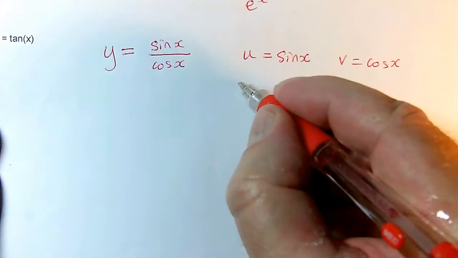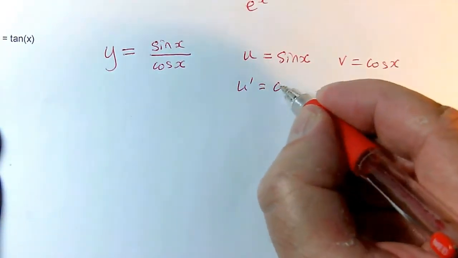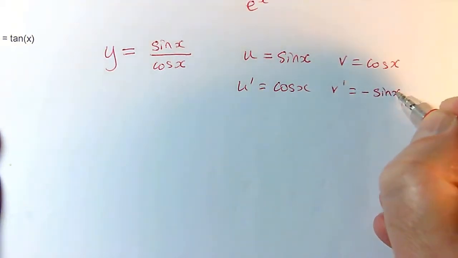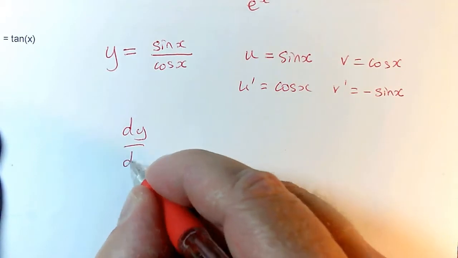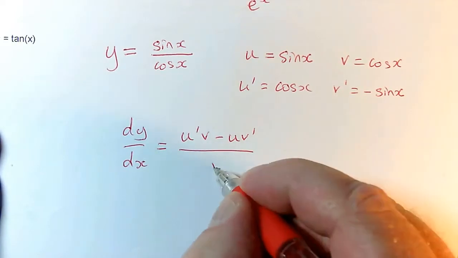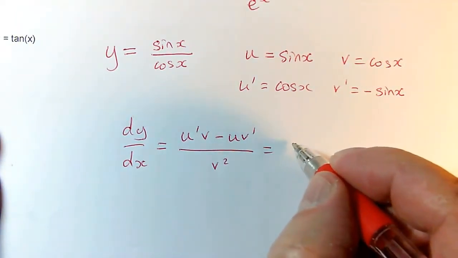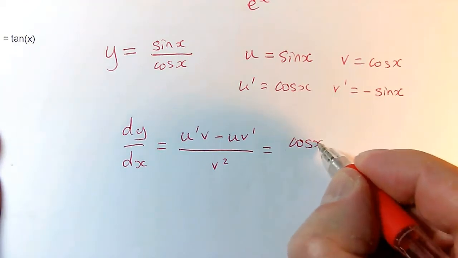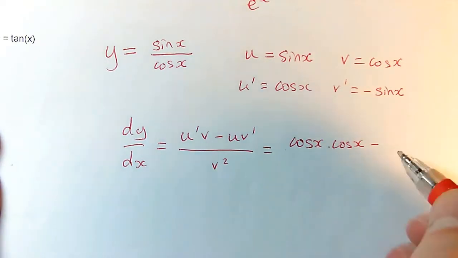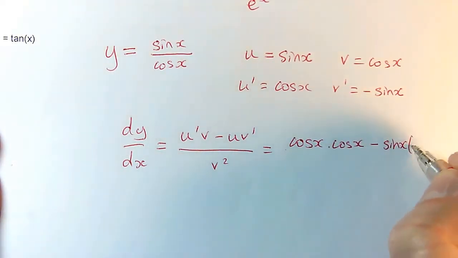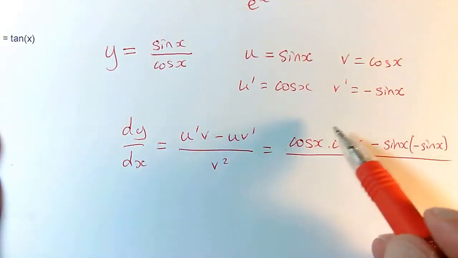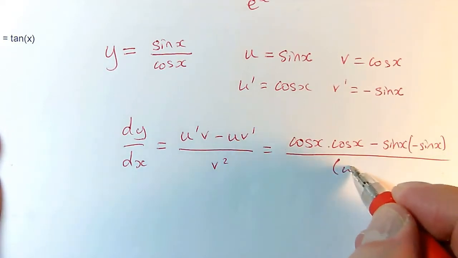So I can set up my u dashed, which is going to be differentiate sine x, I get cos x. My v dashed, differentiate cos x, I get minus sine x. So dy by dx is u dashed v minus u v dashed over v squared. So my u dashed v is cos x times cos x. And I need to take away my u times my v dashed, which is sine x times minus sine x, all over v squared, and v squared is going to be this cos x in a bracket squared.